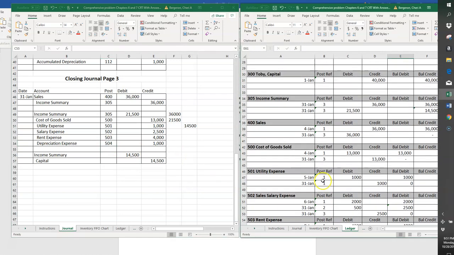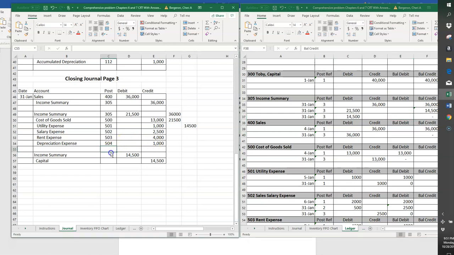All right, income summary. I debited it for $14,500. It had a credit balance of $14,500, so now it has a zero balance. And that went to account number 305.